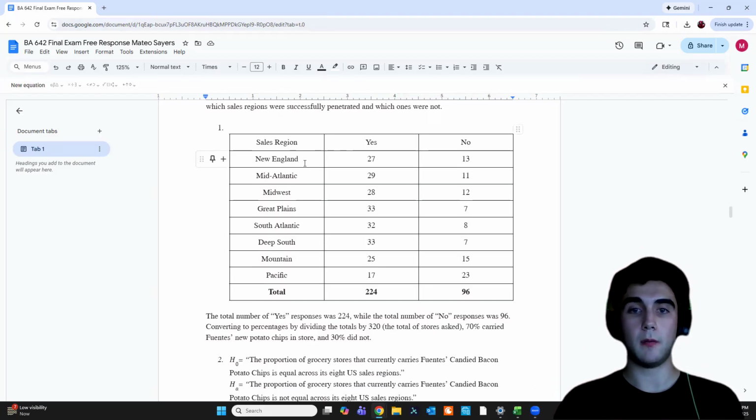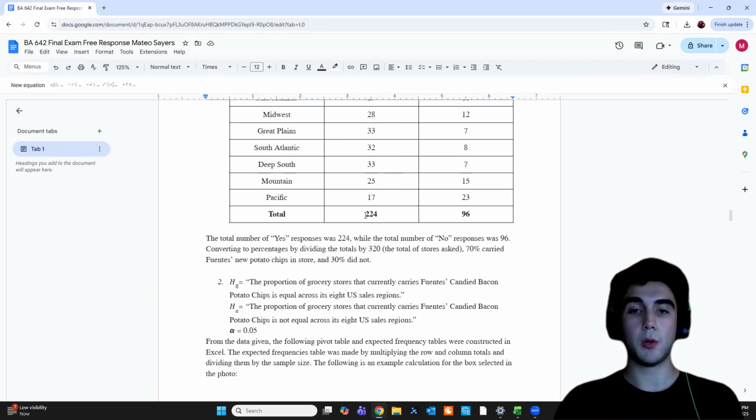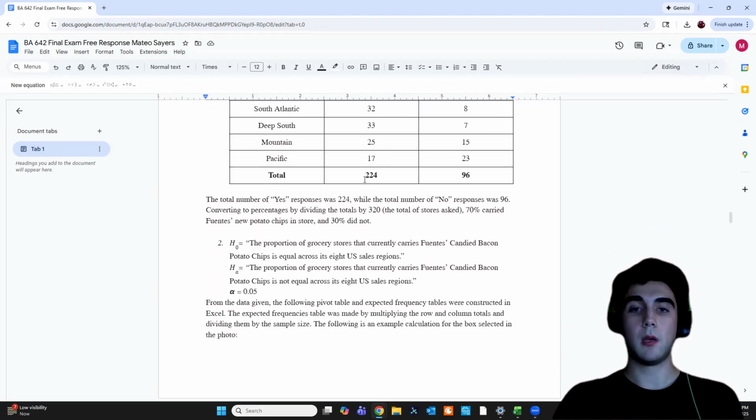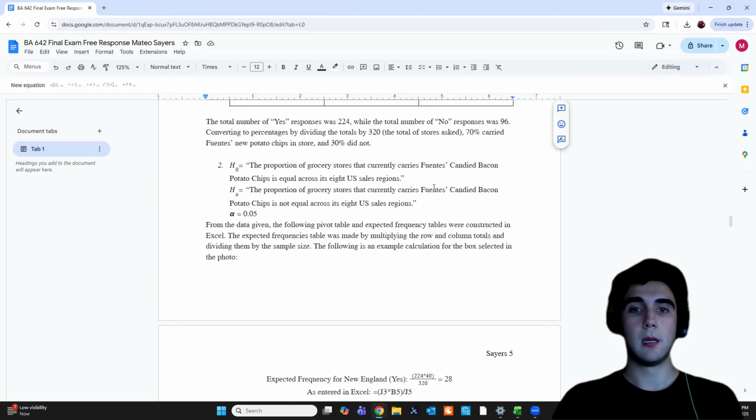Below is a table of how many stores said what in each of the 8 sales regions. So New England, 27 said yes, 13 said no, Mid-Atlantic, 29 said yes, 11 said no, and so on. The total amount of stores was 220, that said yes was 224, and that said no was 96. That's out of a total of 320 stores. So 70% carried Fuentes' new potato chips in store and 30% did not.